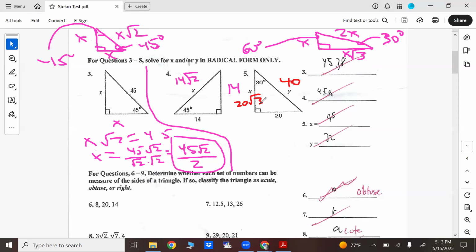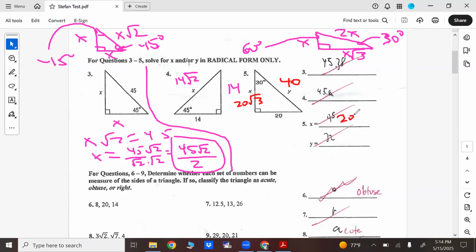All right, so four. So wait, where does four start? So for number four, because you have 14 as the leg, and it's 45, 45, 90, yeah, isosceles triangle, the hypotenuse is 14 root 2. And if you have 20 as the leg opposite 30 degrees, then the hypotenuse is 40, and x would be 20 root 3.